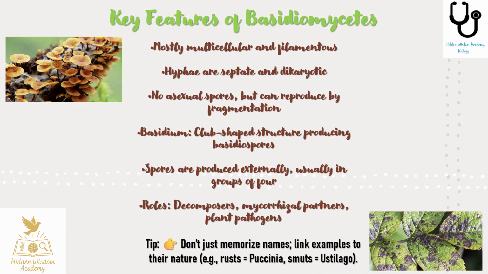Now, let's learn key features of Basidiomycetes. Basidiomycetes are mostly multicellular and filamentous. Their hyphae are septate and dikaryotic. They don't produce asexual spores, but can reproduce by fragmentation. Their hallmark is the basidium, a club-shaped structure that produces basidiospores externally, usually in groups of 4. They are important as decomposers, form mycorrhizal associations, and some are plant pathogens.